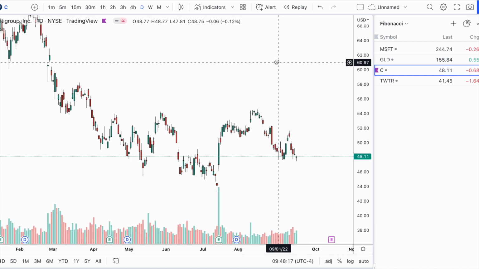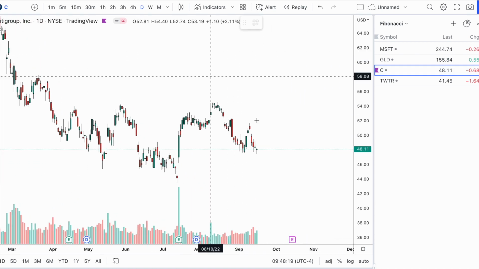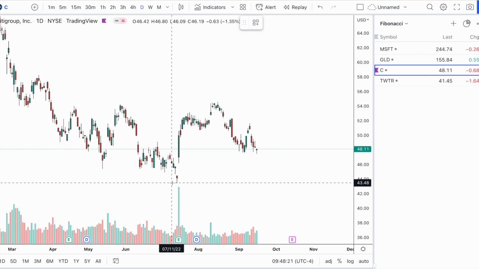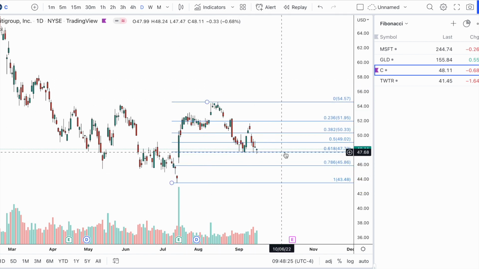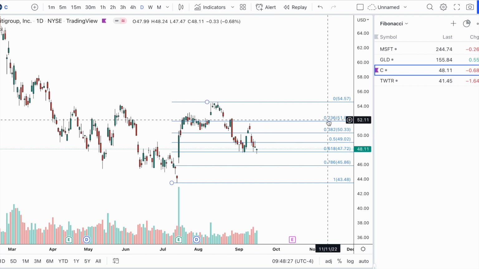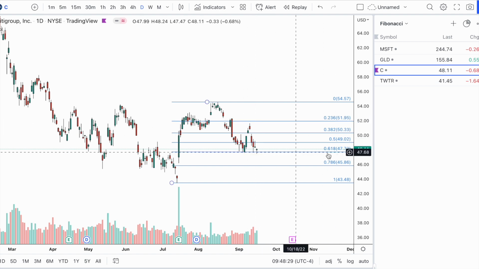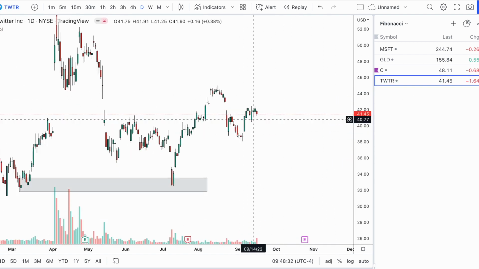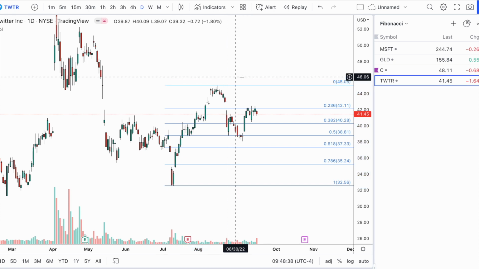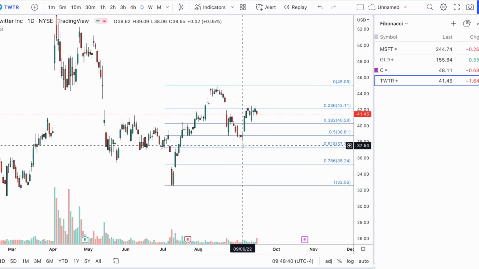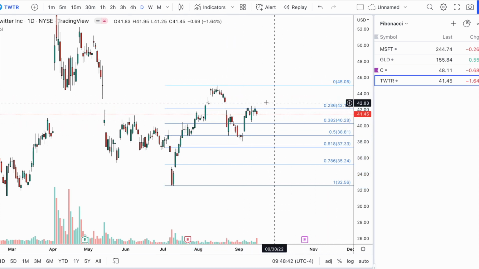Let's take a look at another example on Citigroup here. Nice low forms right there. Bring it up to the high. We get a beautiful bounce right at the 0.618, back to the 0.236, and then back down. Really cool examples. One more with Twitter. Get rid of this zone here, from the low all the way up to the high. Beautiful bounce at 0.5, ended up dropping right below it, and then back up to the 0.236.